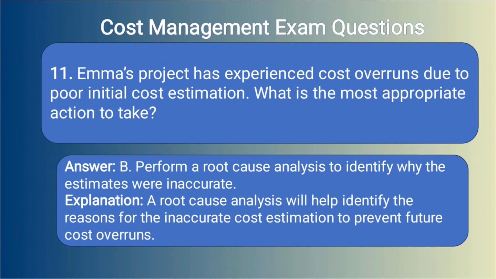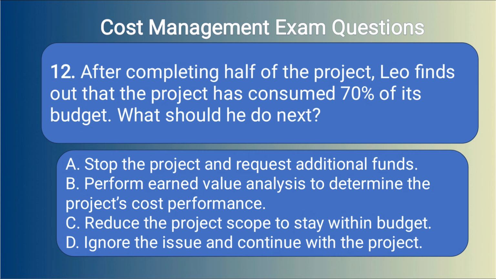Answer. B. Perform a root cause analysis to identify why the estimates were inaccurate. Explanation. A root cause analysis will help identify the reasons for the inaccurate cost estimation to prevent future cost overruns. 12. After completing half of the project, Leo finds out that the project has consumed 70% of its budget. What should he do next?